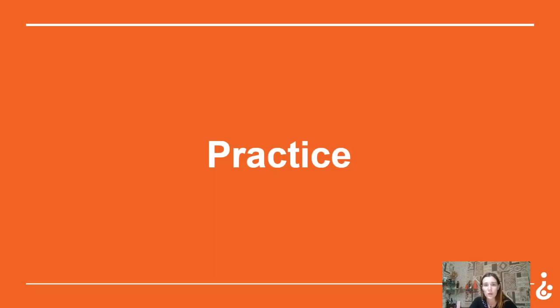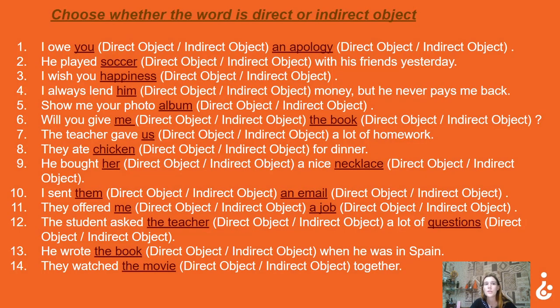And now we are going to do some practice. Now please choose whether the word is a direct or indirect object. I owe you an apology. He played soccer with his friends yesterday. I wish you happiness. I always lend him money, but he never pays me back. Show me your photo album.